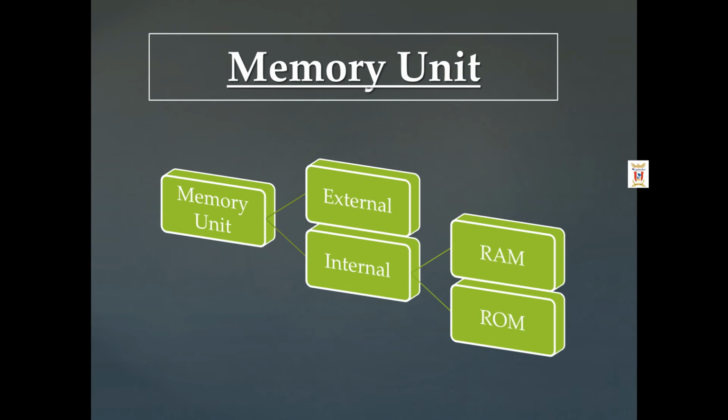Now ROM has 5 types: PROM, programmable ROM; EPROM, erasable programmable ROM; EEPROM, electronically erasable programmable ROM; then comes flash memory, and last is masked ROM. So these were all the internal memory types.